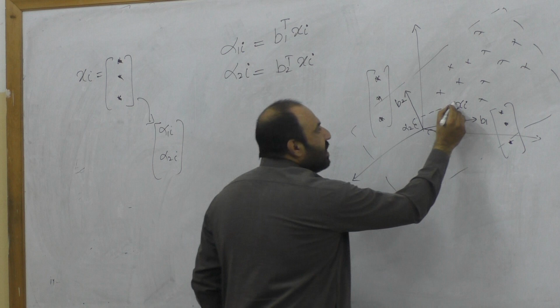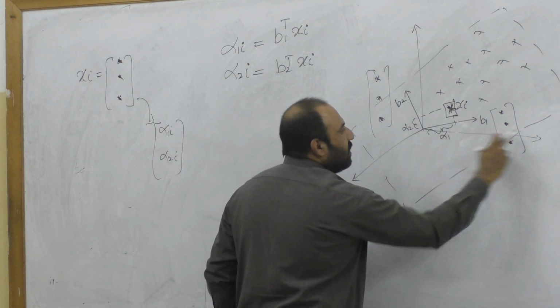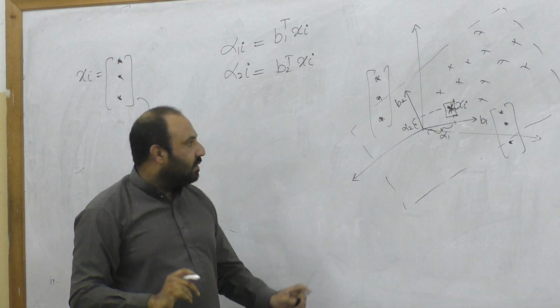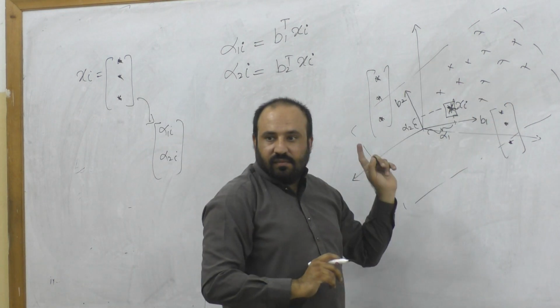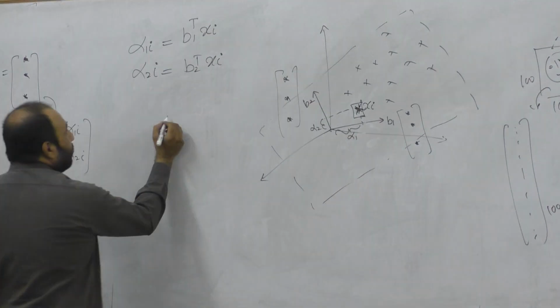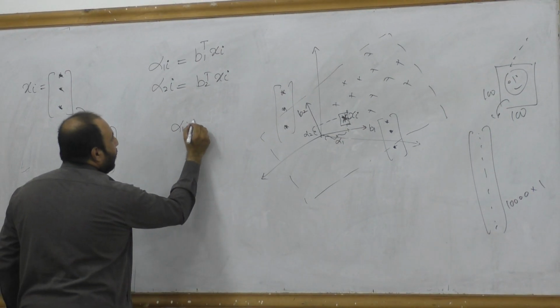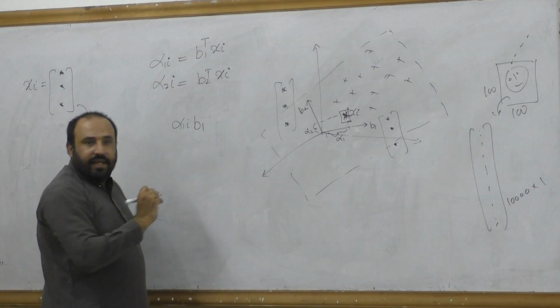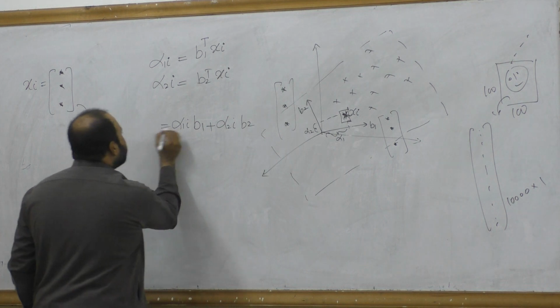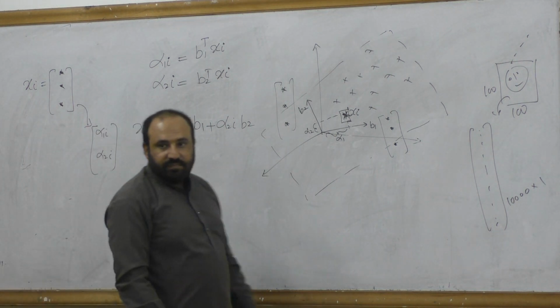If I want to reach this location with respect to these axes, all I need to know is the following. If I am in this plane, then walk alpha 1i steps in the direction of B1, and then walk alpha 2i in the direction of B2, and that is exactly xi.